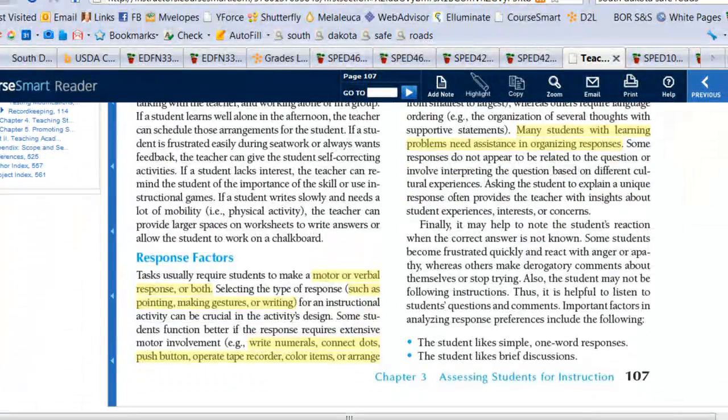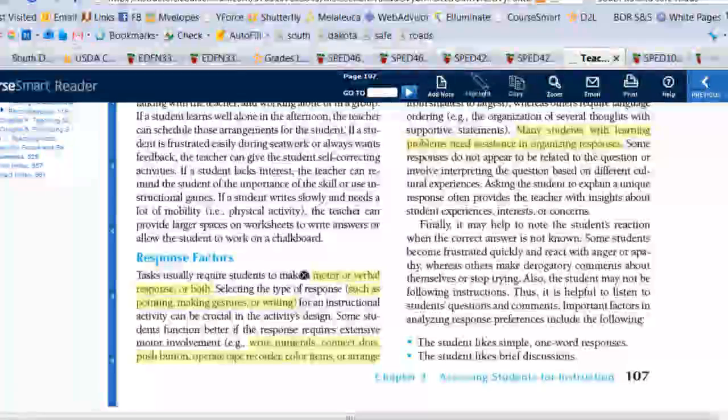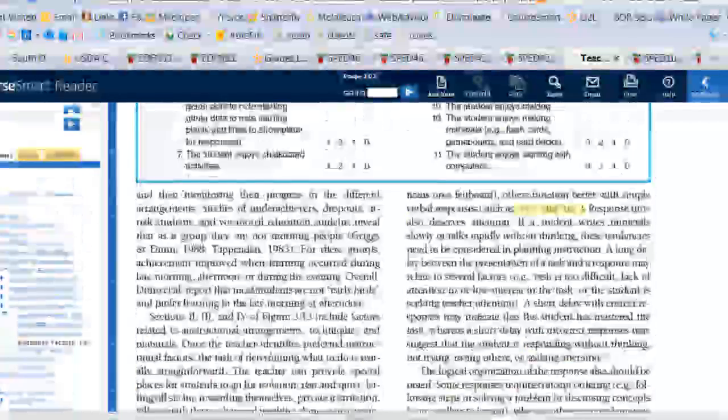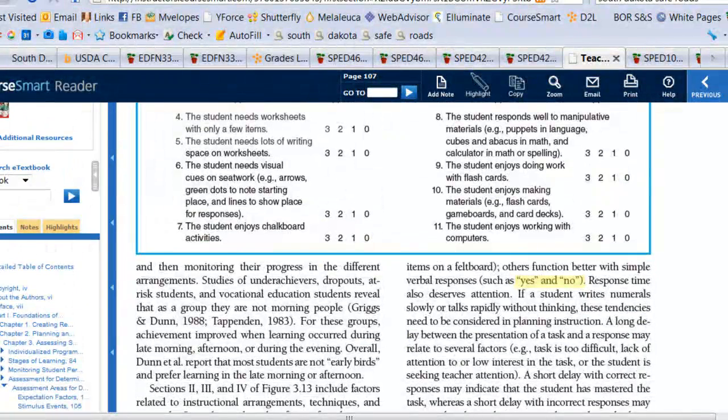And this comes into those response factors. A motor or verbal response or both, such as pointing, making gestures. Do I have to write? Can I connect dots? Can I push buttons? Can I operate the recorder? Can I color items? Can I arrange items on a felt board or stuff like that? Or can I just say yes or no on things?